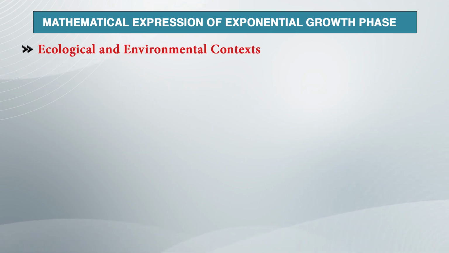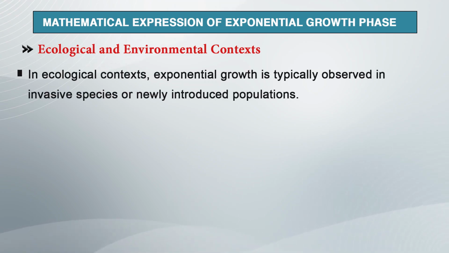Then coming to the ecological and environmental context. In ecological context, exponential growth is typically observed in invasive species. So, what is an invasive species? These species are foreign to that environment. They invade the local flora, the local fauna, the local biotic resource, the local abiotic resource. So, these are generally newly introduced populations into the environment.